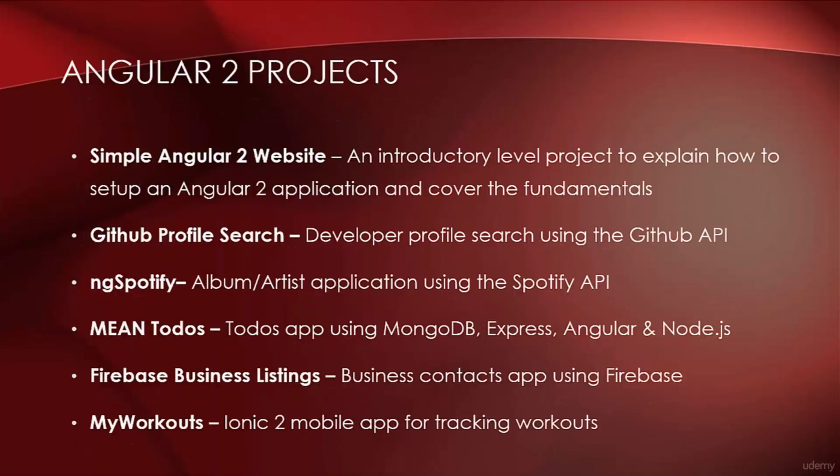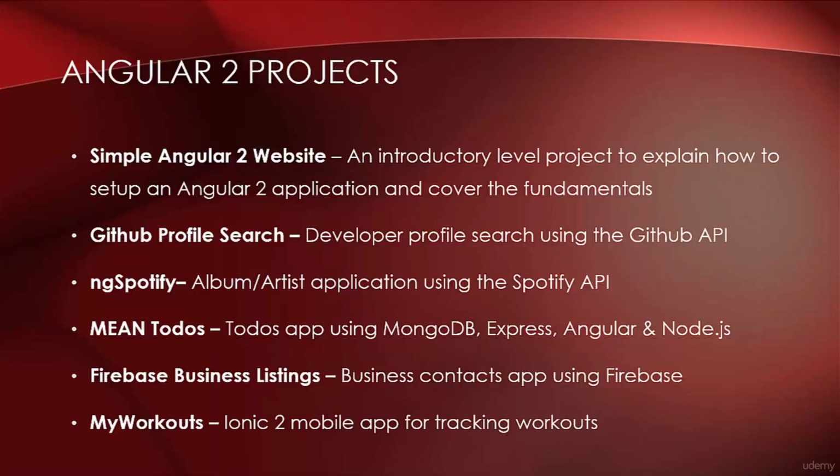So now let's take a quick look at what kind of projects we'll be building. So the first project will be very simple. It's an introductory level project to basically explain how to set up Angular 2 applications, and we'll cover all the fundamentals. Then we'll build a GitHub profile search. This will allow us to search GitHub profiles using the public API. NG Spotify will be building an artist, a musician lookup application using the Spotify API.